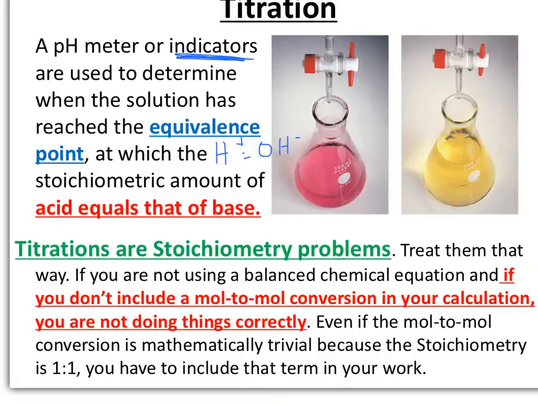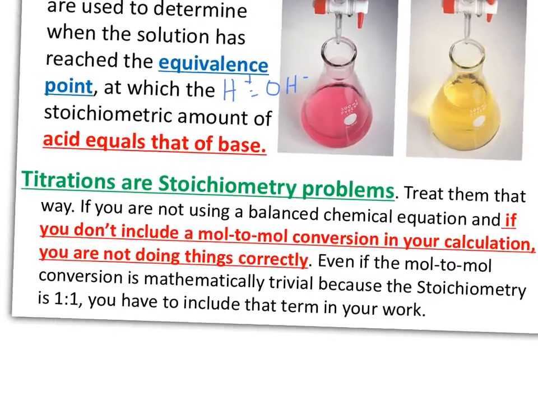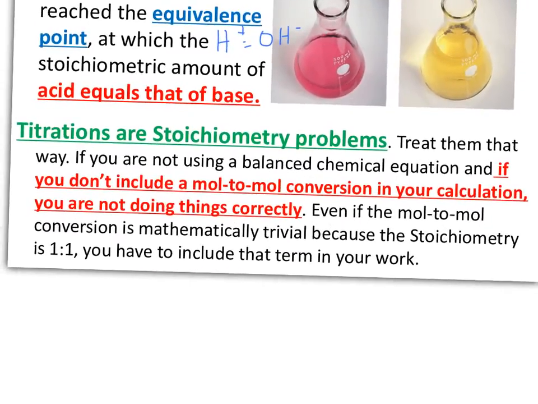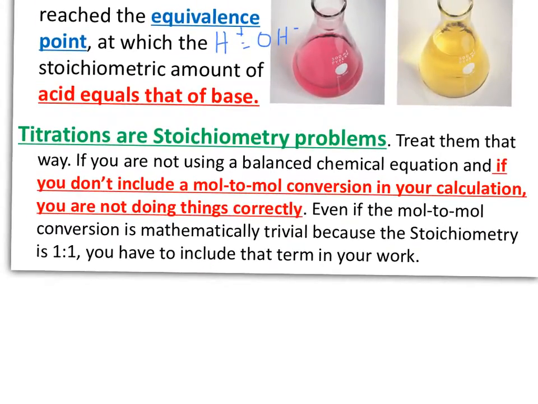So when the acid equals the base. Titrations are stoichiometry problems and nothing more. Treat them that way. If you're not using a balanced chemical equation, and if you don't include a mole-to-mole conversion in your calculation, you're not doing things correctly. Even if the mole-to-mole conversion is mathematically trivial because the relationship is 1-to-1, include that in your work, and I'll show you what I mean in a second.